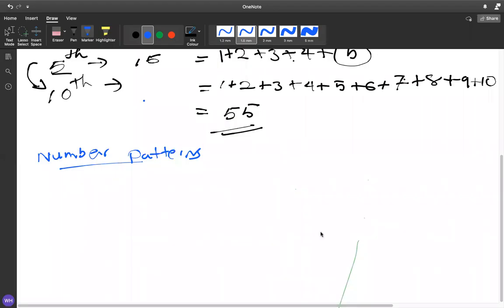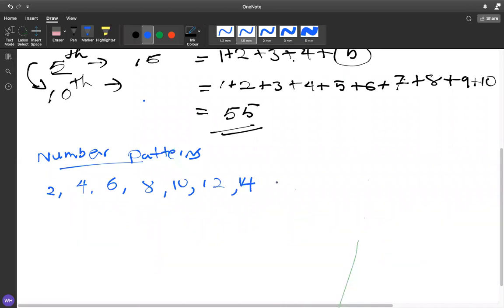So when you talk about number patterns, if you consider these numbers, right? Many numbers, look: 2, 4, 6, 8, 10, 12, 14.